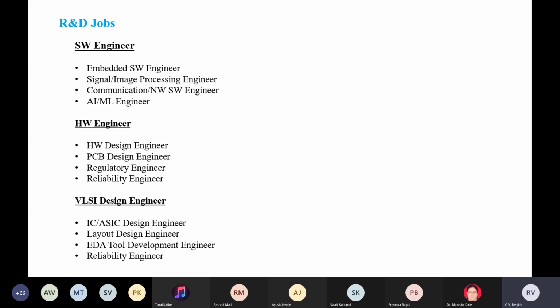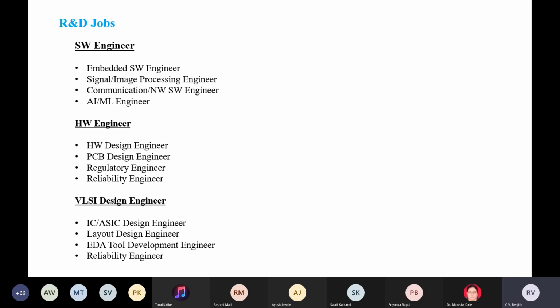And suppose you start your career as a software engineer, and after 2 years you want to go to hardware. It is not possible, actually, because nobody is going to hire you. Okay, so you have to be very clear on that. And this is where setting up your career objective also plays a role.